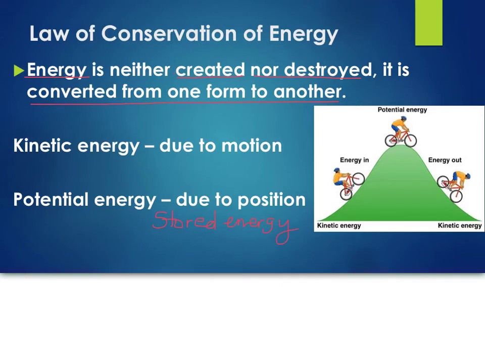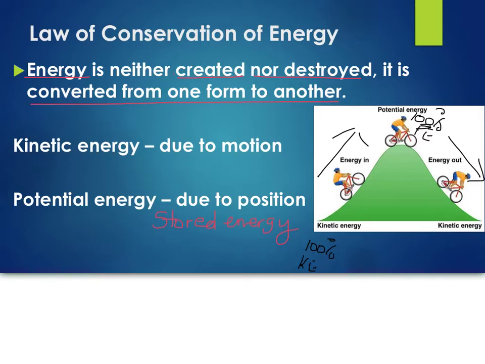So let's look at this diagram here, for example. At the foot of the hill, the cyclist has 100% kinetic energy. And as he moves up, that kinetic energy is transferred to potential energy. So here he would have 100% potential energy. So the energy as he goes up is transferred as he comes down again.